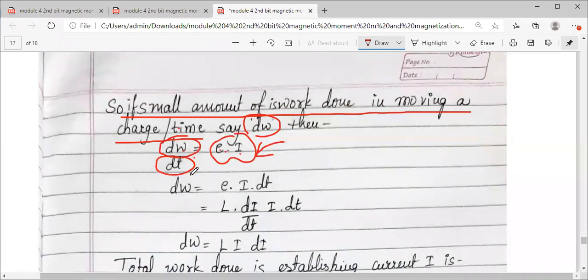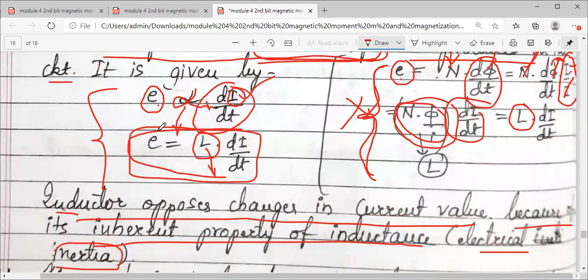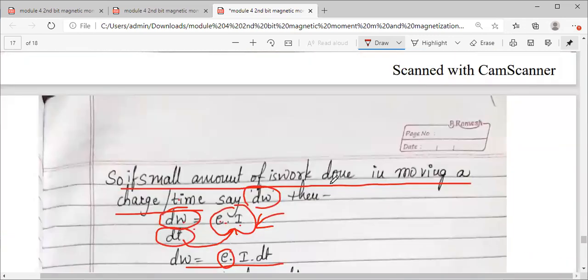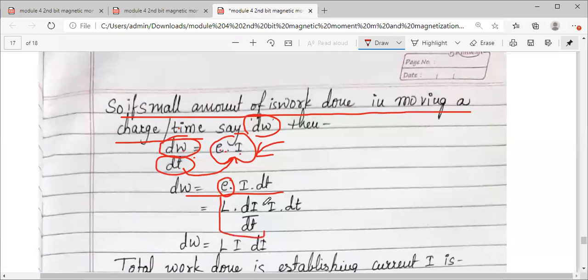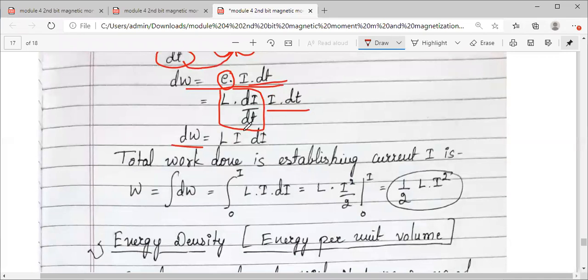So what I have done in the next step, dt I have taken to this side. Then further, for E I have substituted some value. E is equal to L di by dt. So let me substitute that. E equals L di by dt. I and dt I have kept as it is. So what is dW? I think dt gets cancelled. You'll be left with L I di. So this is the small amount of work done.